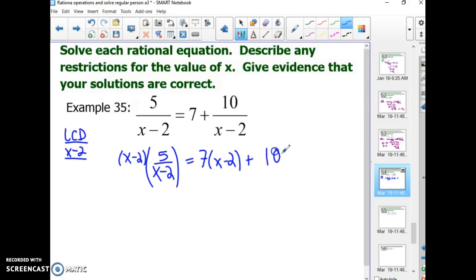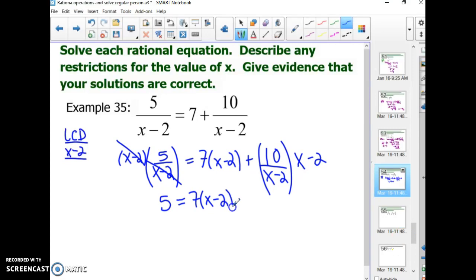Add 10 over x minus 2. I need to times that by what? x minus 2, right? So we're simplifying. The x minus 2 goes away. On this side I'm left with a 5. So here I've got that 7 in parentheses x minus 2. And then over here that x minus 2 goes away, so I'm going to add a 10. So this should be something I feel very confident solving.